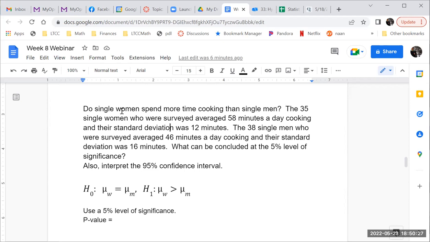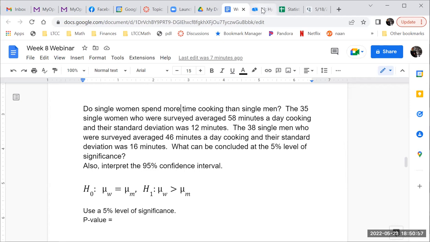Okay, so let's do this one. Also interpret the confidence interval. So H naught now is mu W equals mu M. So that's mu for women equals mu for men, the population means. H1 is mu W is greater than mu M, because we're looking at the word more. Always look for the right word. Now we have to find the p-value. So guess what we have to do?